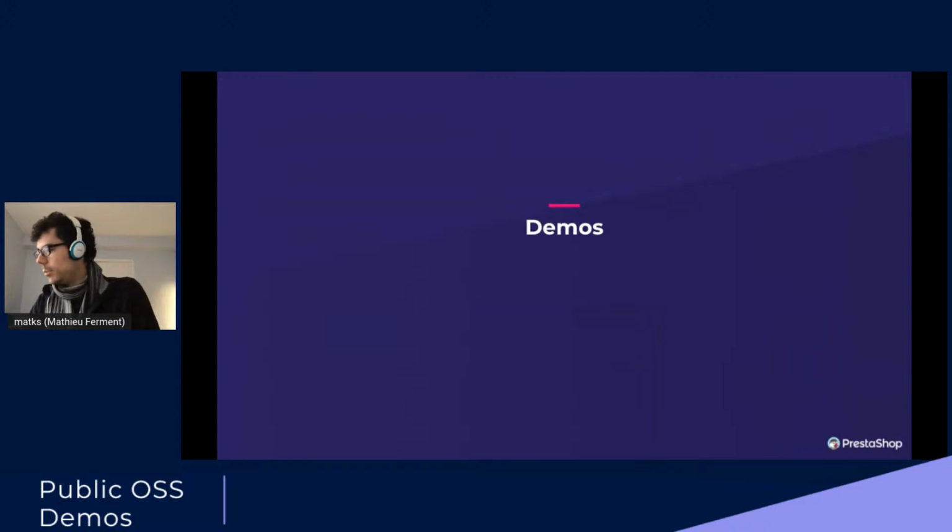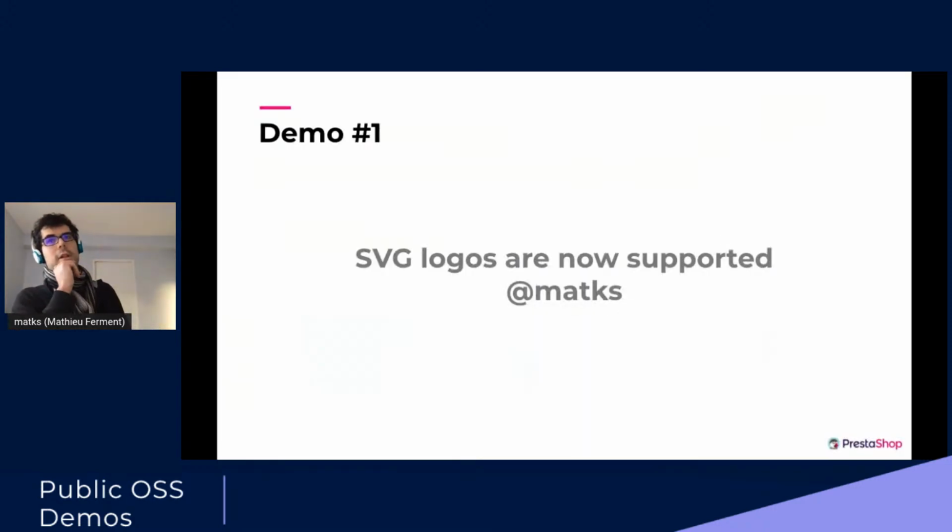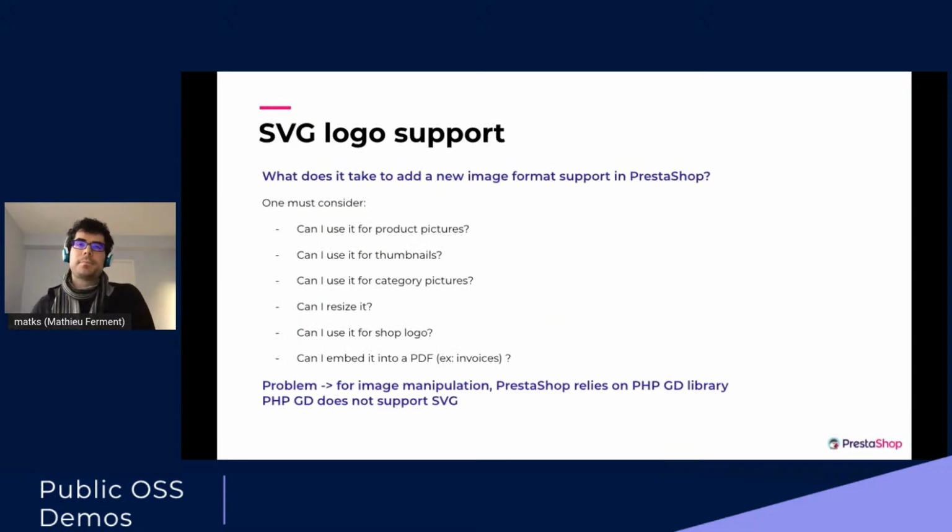Moving on to the demos, I will start first with SVG logos, which are now supported in PrestaShop 8. This topic is quite interesting to demo because when you want to add a new image format, the question behind it is, what does it take to add a new image format support in PrestaShop? Like tomorrow you want to add new format support. What does it mean? First, when you want to do this, you have to consider, can I use it for product pictures? Can I use it for thumbnails? Can I use it for category pictures? Can I resize it? Can I use it for shop logo, which is the topic of today? Can I embed it into a PDF?